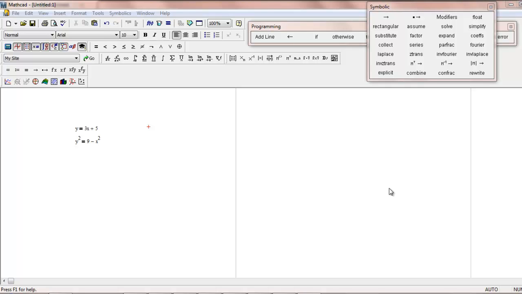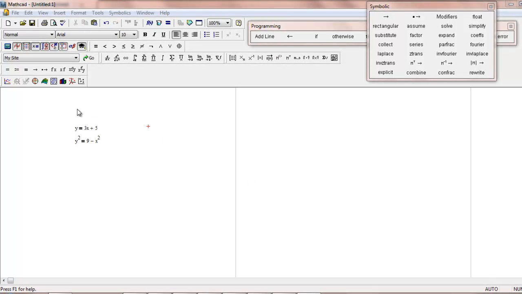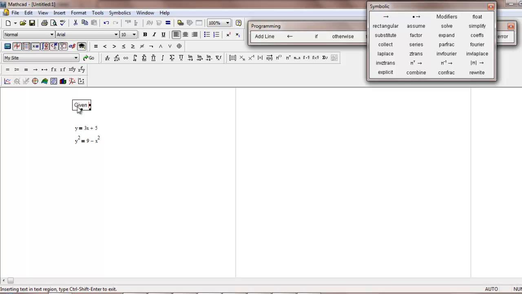Hello friends, today we're gonna see the Given and Find function in MathCAD. That is the Given and Find function. So basically, what is a Given and Find function?